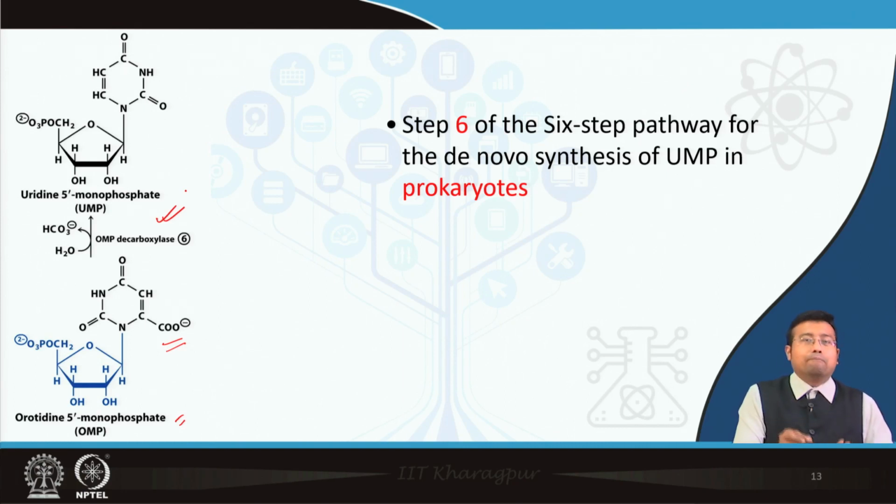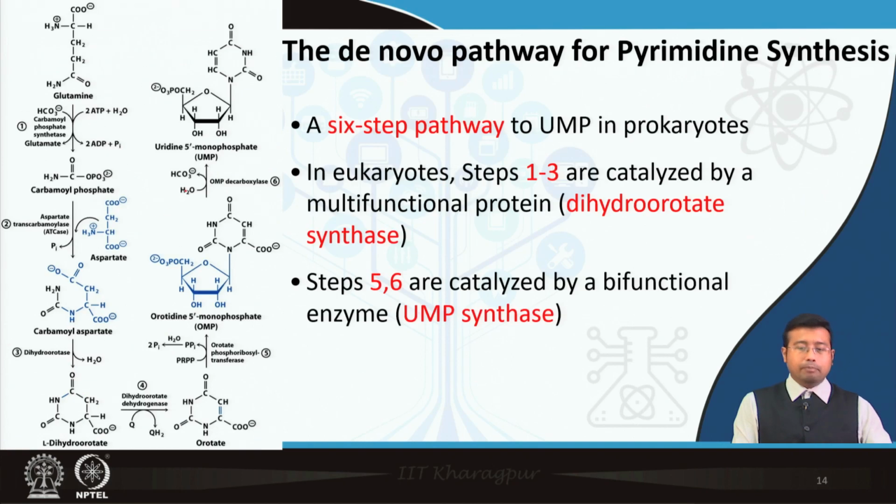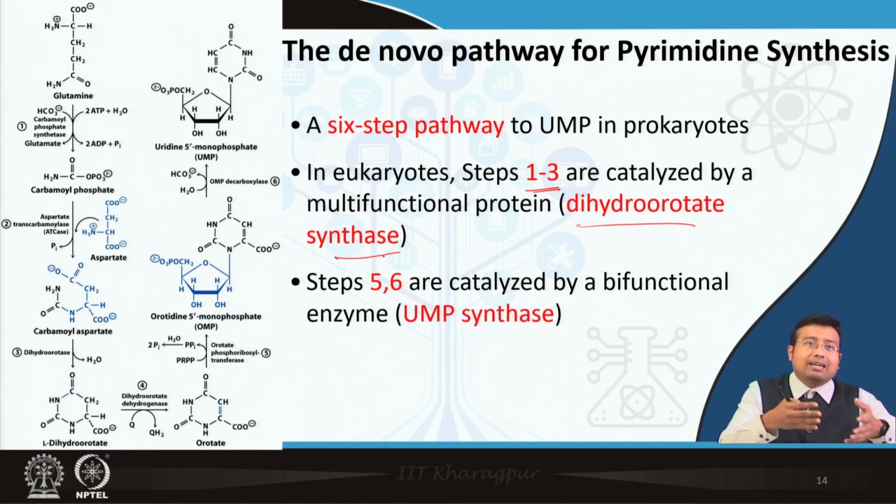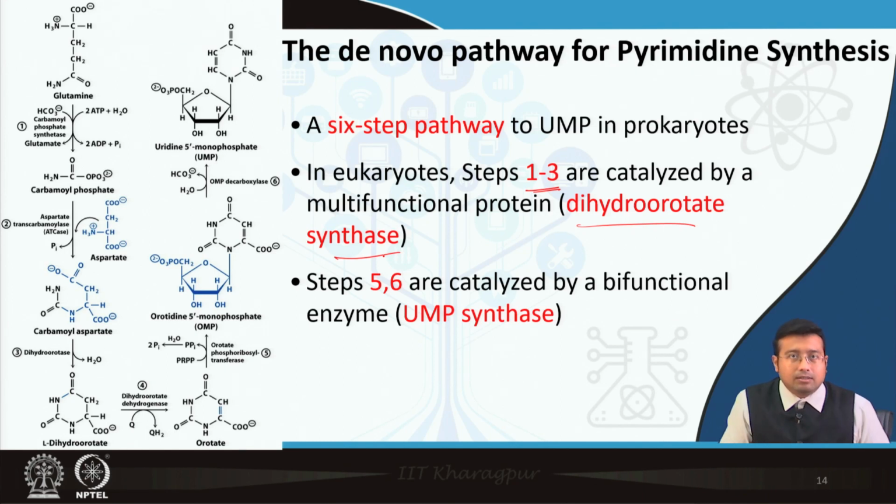So UMP is the final product of de novo synthesis of pyrimidine in the prokaryotic system. Why am I saying repeatedly in prokaryotic system? Mind it, the mechanism is actually the same in eukaryotes, even in humans. But in eukaryotes, the proteins have multi-enzyme domains. For example, steps 1 to 3 are catalyzed by a single protein. So one substrate goes on and ultimately we get dihydroorotate.